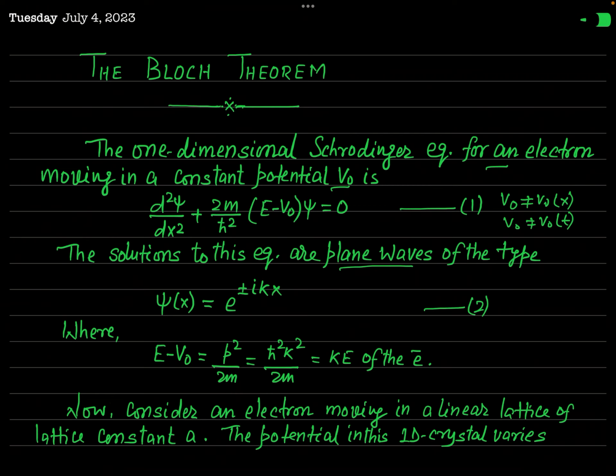In that condition, in the one-dimensional case, the Schrodinger equation is written like this: d2 psi by dx square plus 2m over h bar square times E minus V naught times psi equals 0. This E is the total energy of the electron and V naught is its potential energy. So E minus V naught simply represents the kinetic energy of the electron. Classically this kinetic energy is given as P square over 2m, where P is the momentum of the electron. But in quantum mechanics, P is equal to h bar times k, where k is the wave vector. So you can write that E minus V naught, which represents the kinetic energy of the electron, is given by h bar square k square over 2m.